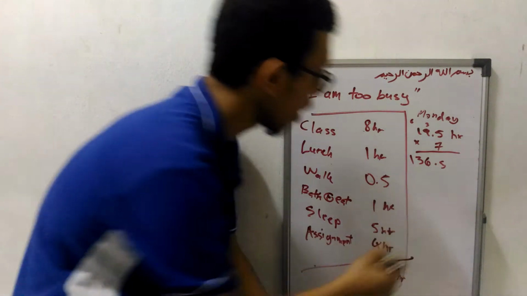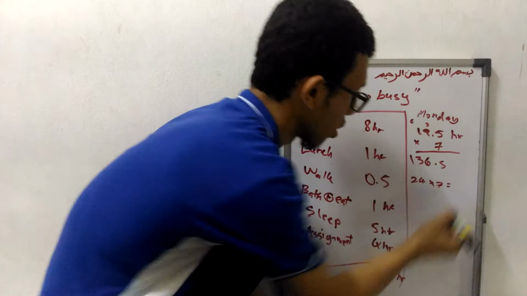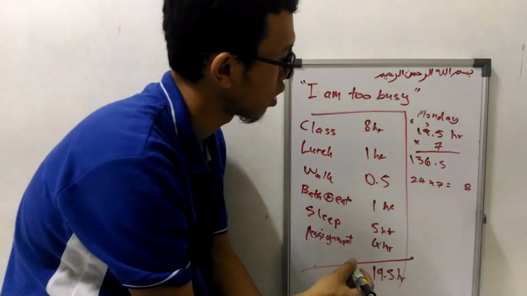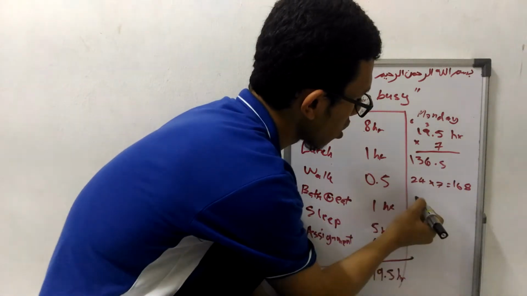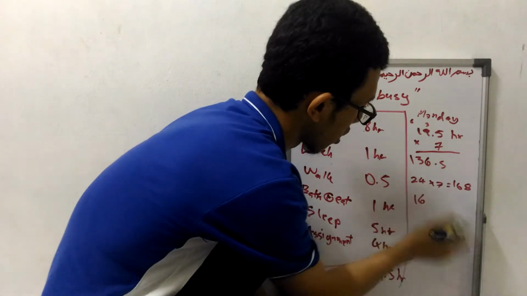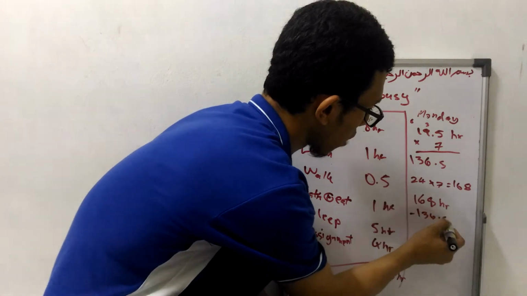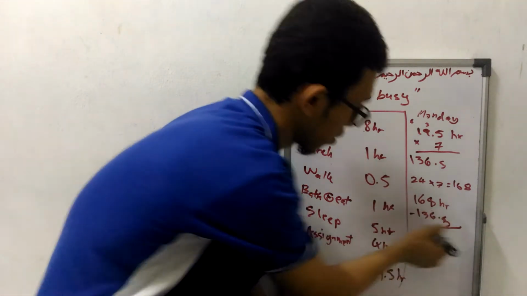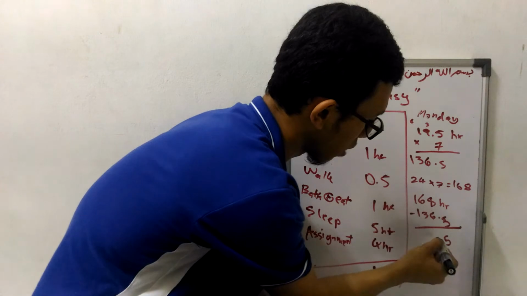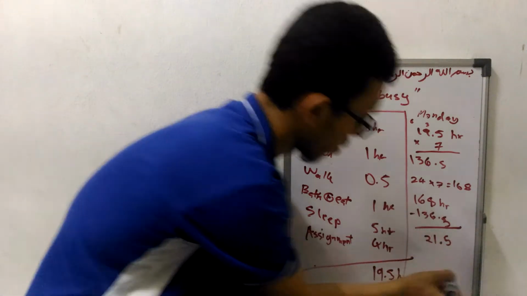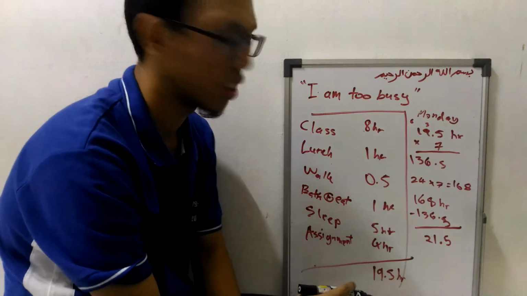So now we take the value of 24 times 7, which should be 168. So we take 168 hours per week minus 136.5 hours per week. So we will get 21.5 hours per week, if my calculations are correct.